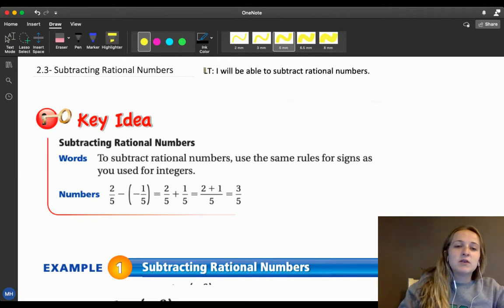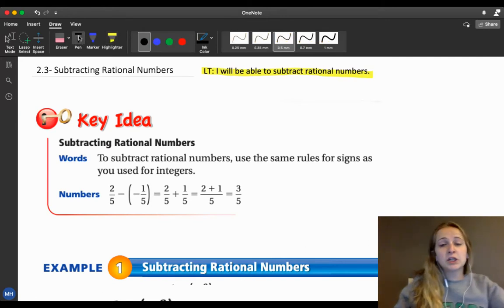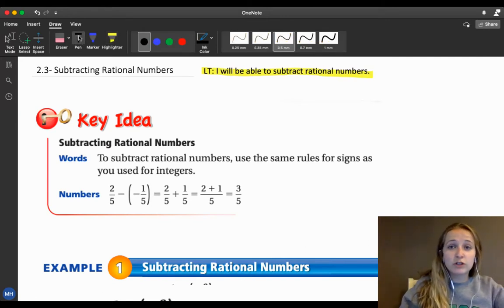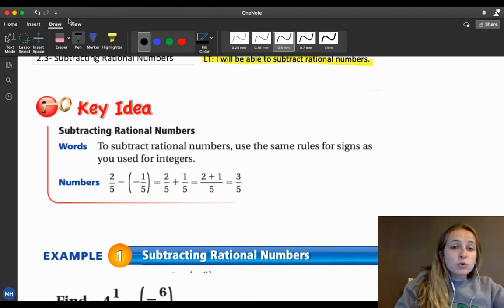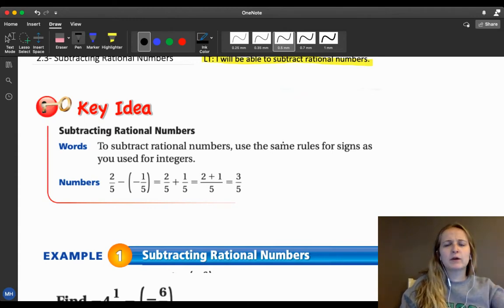All right, so the learning target for today is, I will be able to subtract rational numbers. This is going to be very similar to lesson 1.3 that you should have just watched, except we're going to be using rational numbers, so fractions and decimals. Okay, so let's take a look at the rule. To subtract rational numbers, you're going to use the same rules for signs as you used for integers. So let's just remember really quick what our rule was for subtracting integers.